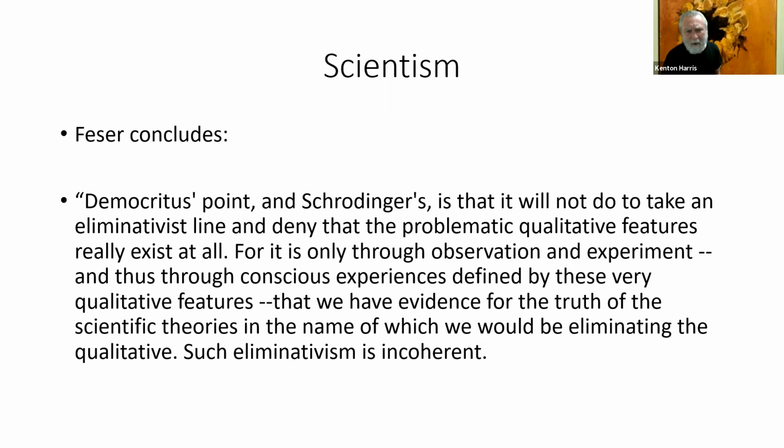Feser concludes, Democritus's point and Schrödinger's is that it will not do to take an eliminative line and deny that the problematic qualitative features of reality exist at all. For it is only through observation and experiment, and thus through conscious experiences defined by these very qualitative features, that we have evidence for the truth of scientific theories, in the name of which we would be eliminating the qualitative. Such eliminative materialism is incoherent. So again, he's just summing up what Schrödinger and Democritus both had said.